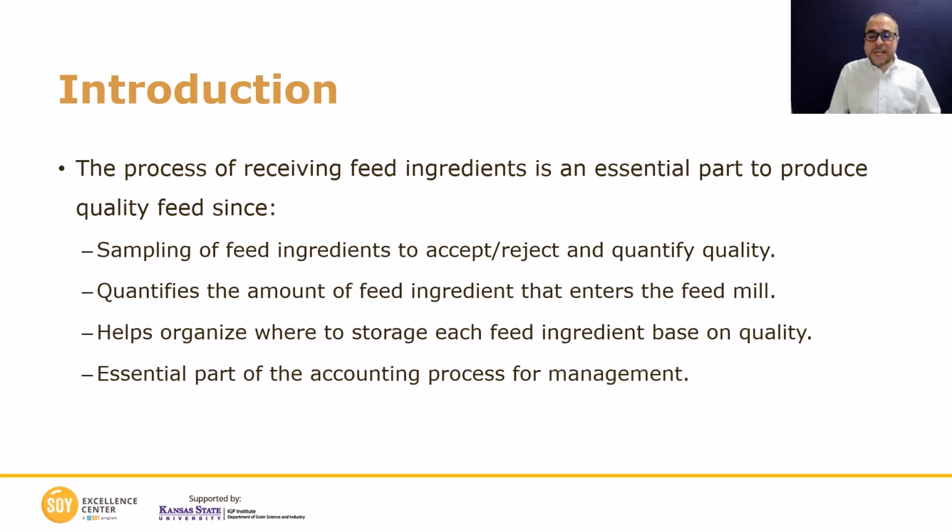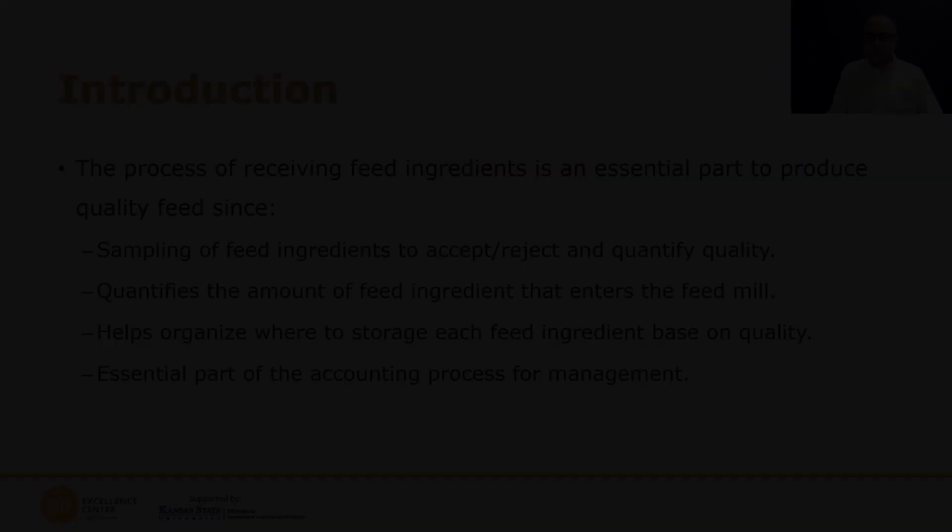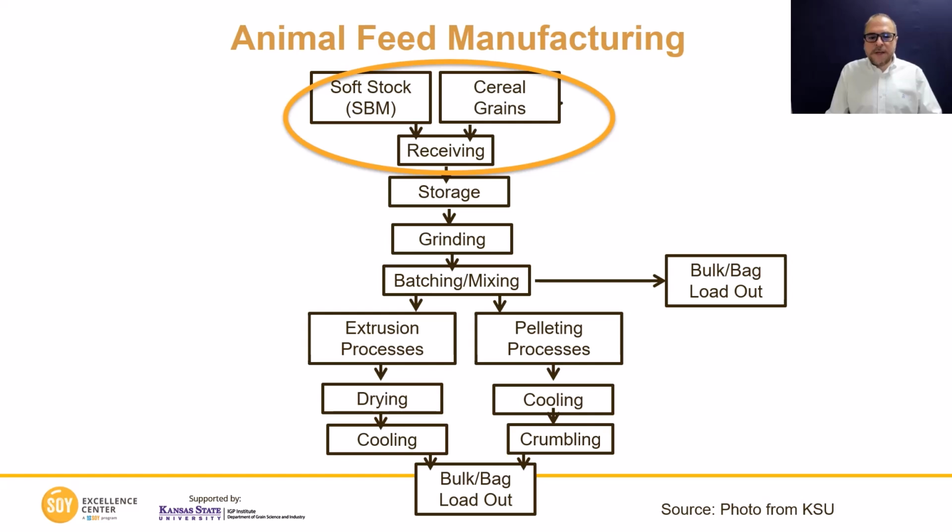Therefore, it will help us have a better organization of all of our feed ingredients, either grain, any soft stocks like soybean meal, any type of liquids, or any bag feed ingredient. Also, it's key to understand that the receiving process is an essential part of the accounting process for management, because that's where we know how much of any ingredient or supplement is entering the feed mill, and it could go back into the accounting and financial books. So when we quantify feed ingredients, that happens at the receiving portion. So that is very important. If we look into this simple diagram of animal feed manufacturing, it will be at the first point of entrance into a feed mill.